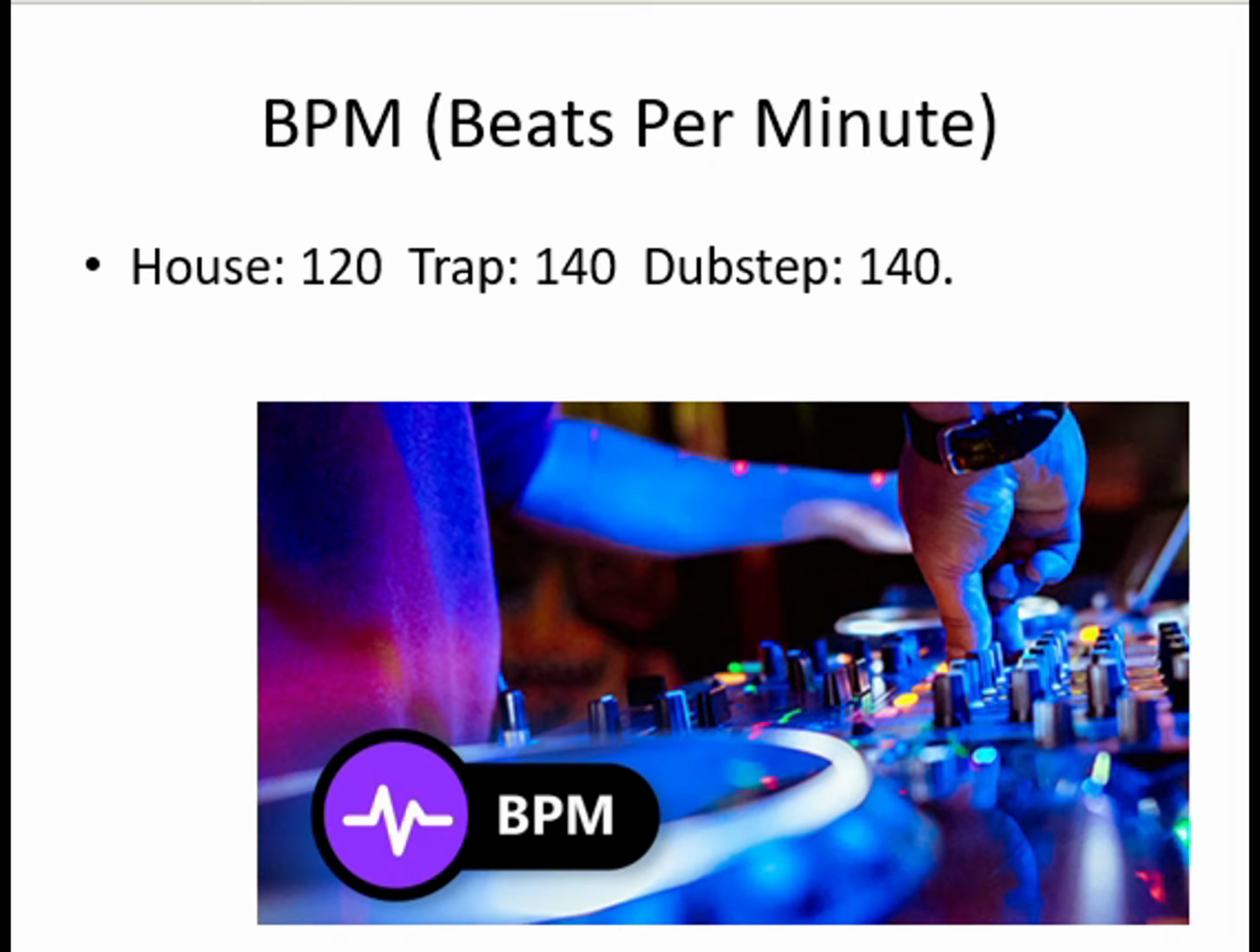BPM, beats per minute. BPM is a perfect example of math controlling the emotion of a song. House is usually around 120, trap around 140, dubstep is around 140 as well. These numbers change how your body reacts. Faster BPM means it feels more energetic. Slower BPM means more relaxed. When a producer picks a BPM, they're actually picking the speed of the math grid that the whole song will follow.